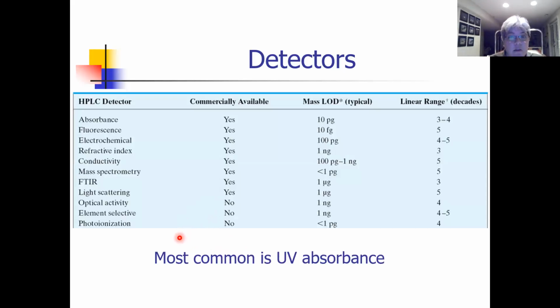So this table shows you some of the common detectors for HPLC. By far, the most common is UV absorbance. Now, there is one kind of correction to your notes. Most of your notes say UV vis. And really, it's usually just UV. They don't use visible light. They use UV because almost everything will absorb in the UV. So it's really better to say UV absorbance.